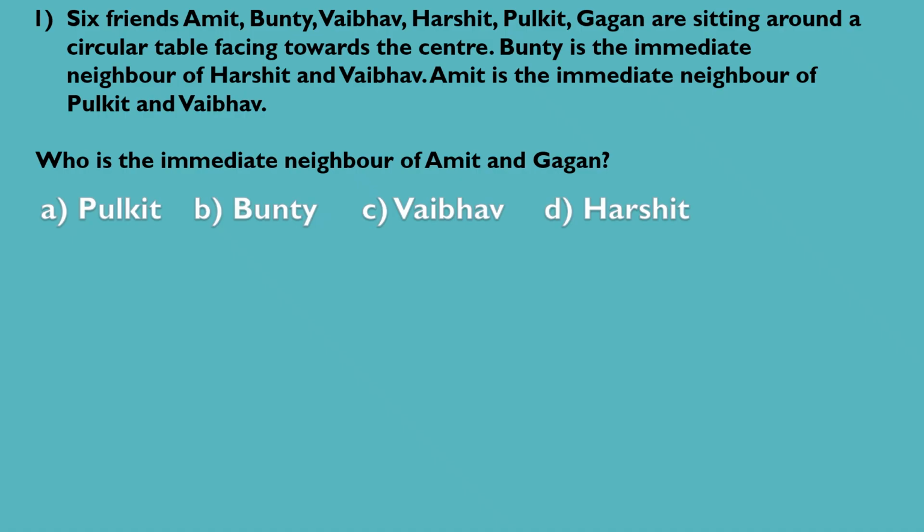You can start solving. Six friends Amit, Bunty, Vaibhav, Harshit, Pulkit, Gagan are sitting around a circular table facing towards the center. Bunty is the immediate neighbor of Harshit and Vaibhav. Amit is the immediate neighbor of Pulkit and Vaibhav. Who is the immediate neighbor of Amit and Gagan? Try to solve it.